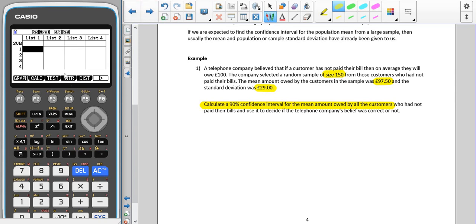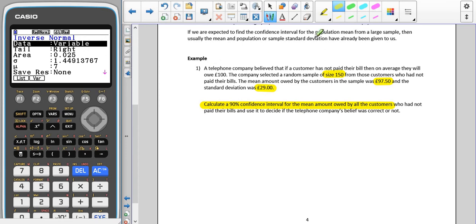So in order to do this, we're going to go into dist, norm, and we're going to go into inverse normal. So I'm just going to write down those steps that I've just taken. In our statistics function, we go into dist, then norm, and then we go into inverse normal.